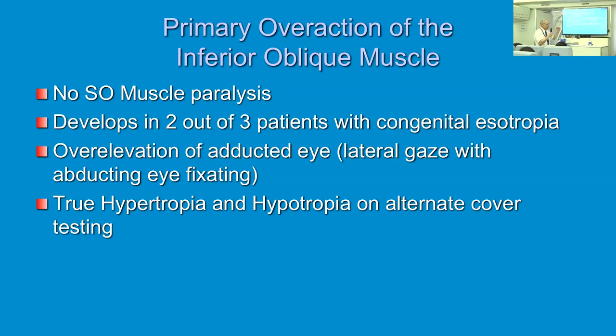The things about it are there's no superior oblique muscle paralysis with a primary overaction. It develops in 2 out of 3 patients with congenital strabismus or congenital esotropia, and there's an over elevation of the adducted eye, should say medial gaze, with the abducting eye fixating.